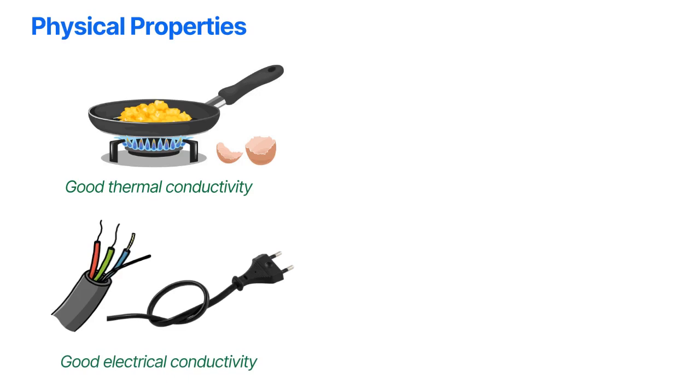Another important property is electrical conductivity. Metals allow electricity to flow easily, which is why they are used in electrical wiring. Remember that this is one of the main reasons copper is chosen for household wiring.